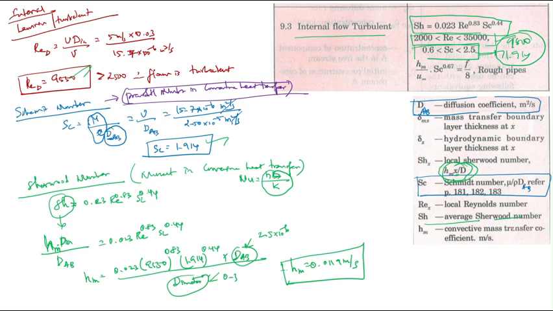So this is a very simple problem which is similar to convective heat transfer. Here the Reynolds number is the same. Instead of the Prandtl number you find the Schmidt number, and instead of the Nusselt number you use the Sherwood number. In the Nusselt number it is just HD by K. Here also it is HD divided by, instead of K, the diffusion coefficient. There the thermal conductivity is used, here the diffusion coefficient is used.